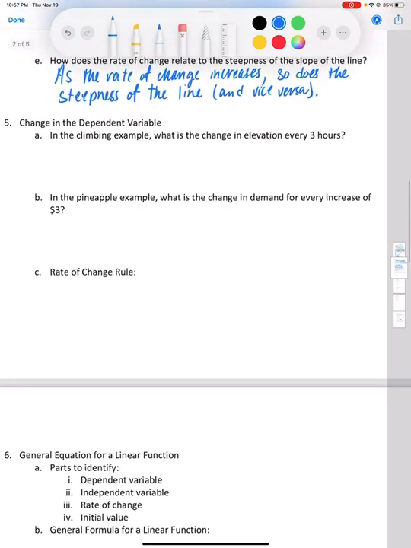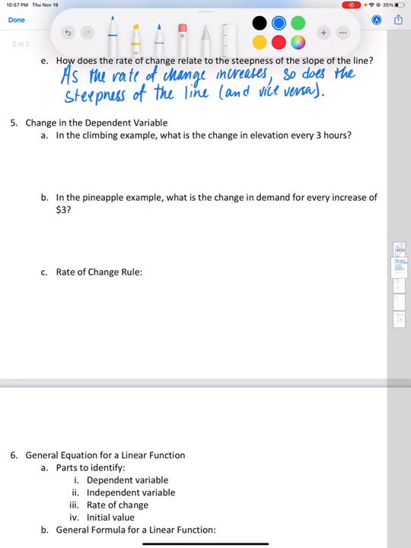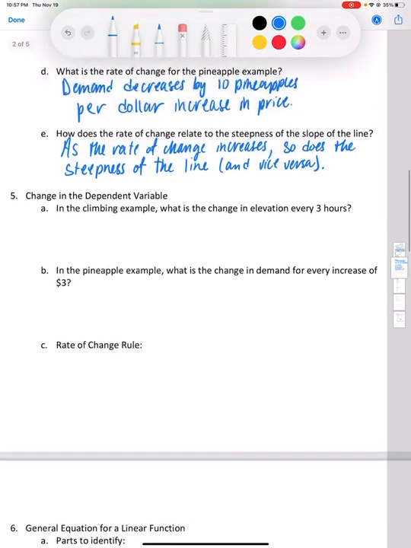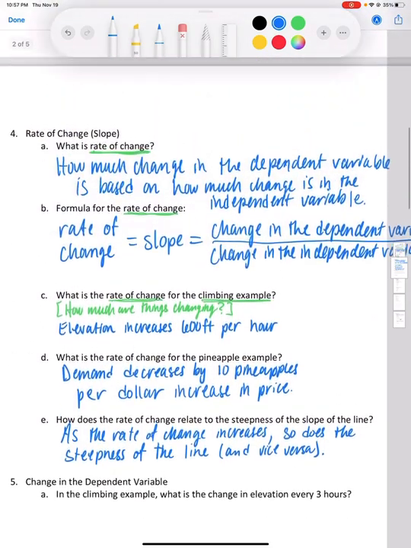Let's think about changes in the dependent variable. In the climbing example, what is the change in elevation every 3 hours? Let's go back to the climbing example and take a look at the change in elevation every 3 hours.